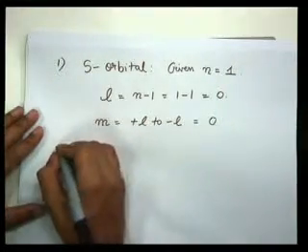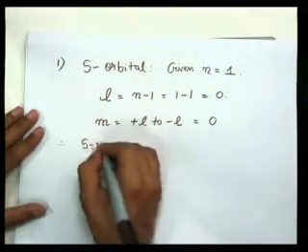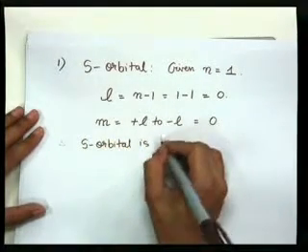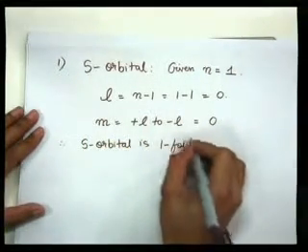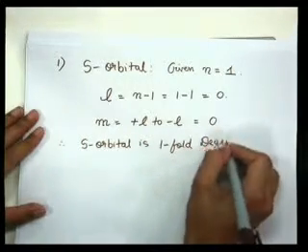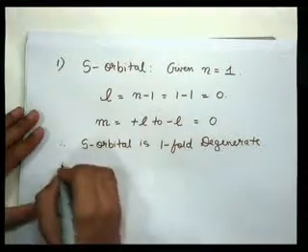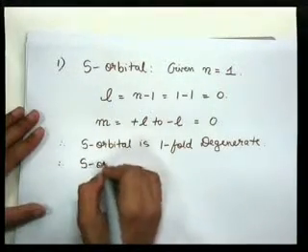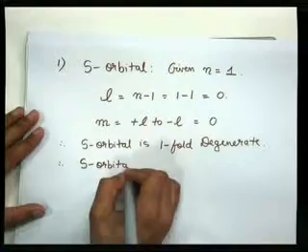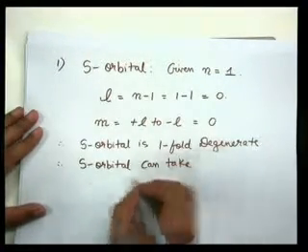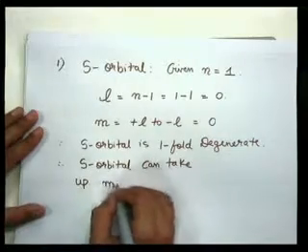It means what? Your s orbital is one-fold degenerate. It means your s orbital is one-fold degenerate. Therefore your s orbital can take up maximum 2 electrons.